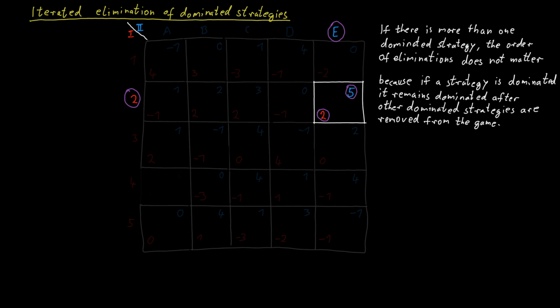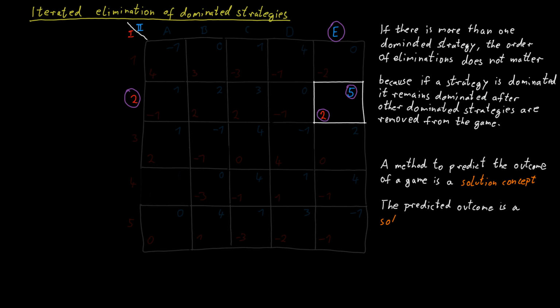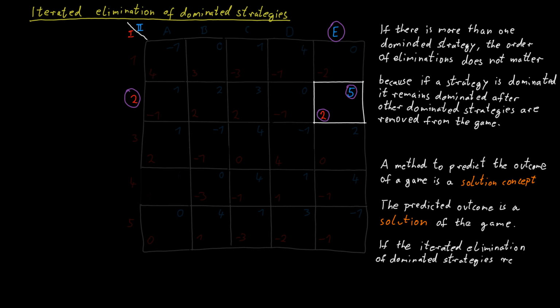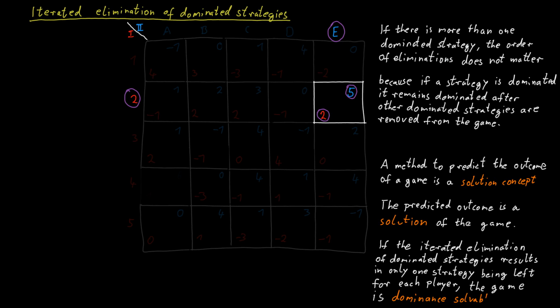In game theory, we are trying to predict outcomes of games. A particular method to make such a prediction is called a solution concept. And the predicted outcome is called a solution of the game. The iterated elimination of dominated strategies is an example of a solution concept. If, like in this example, the iterated elimination of dominated strategies results in a game in which only a single strategy is left for each player, we call the game dominance solvable.